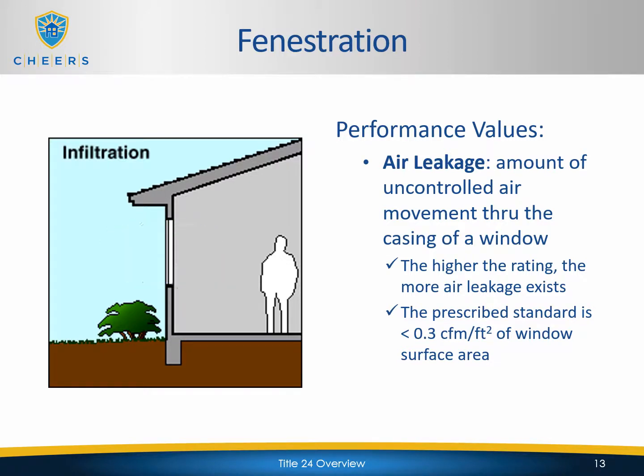And then you have air leakage. It's the amount of uncontrolled air movement through the casing of a window. So the higher the rating, the more air leakage exists. The prescribed standard is less than 0.03 CFMs per square foot of window surface area.